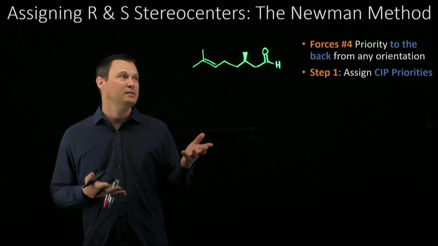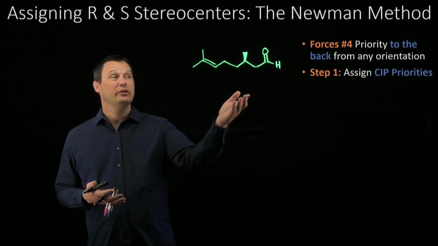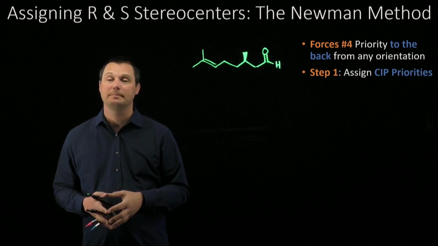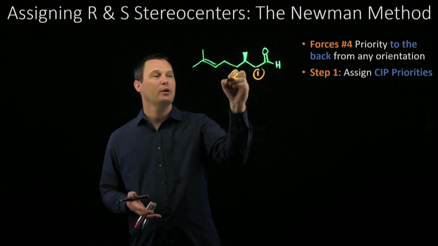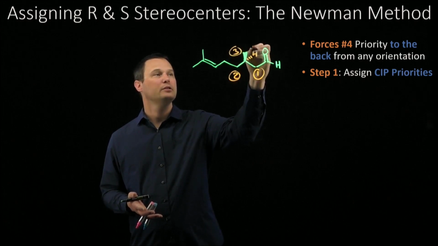Step 1 is always the same. We need to assign the SIP priorities. This isn't a video about how to find stereocenters or label the SIP priorities, but I do have links to those videos in the description below. For this molecule, the chain with the aldehyde is priority 1, the long chain is priority 2, the methyl group is priority 3, and the implied hydrogen is priority number 4.